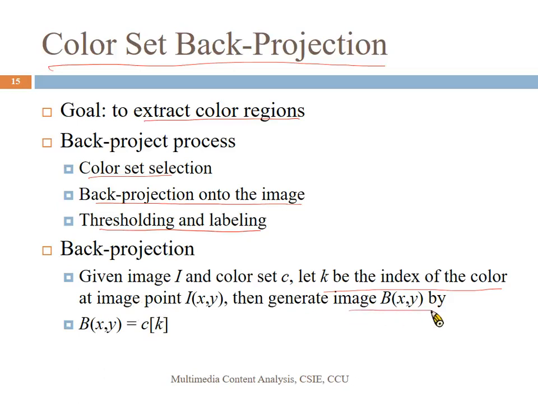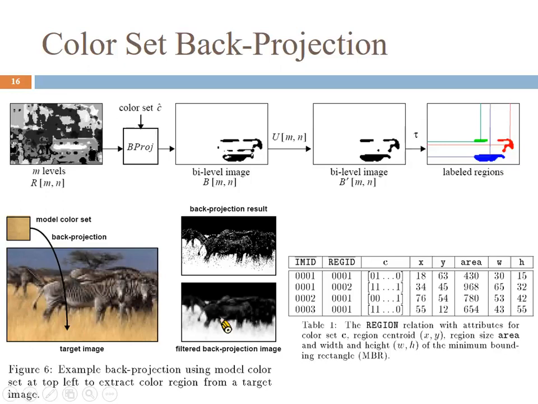Then generate image BXY by setting all the BXY image points as the CK. We can see the example images here. Given the color set, we can rewrite all pixels whose color are quantized into this color set as the representative color according to this color set.